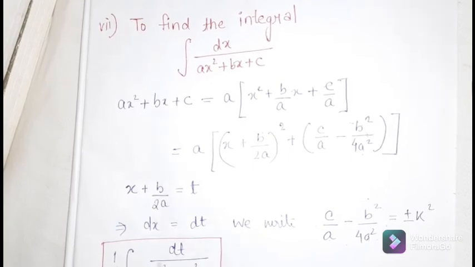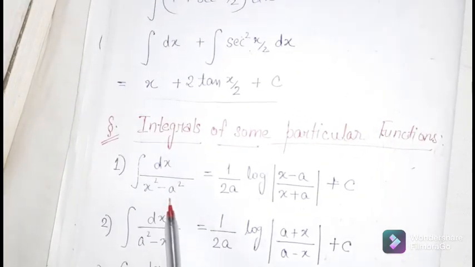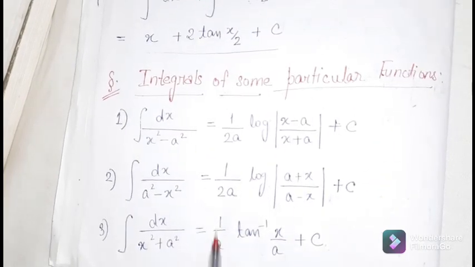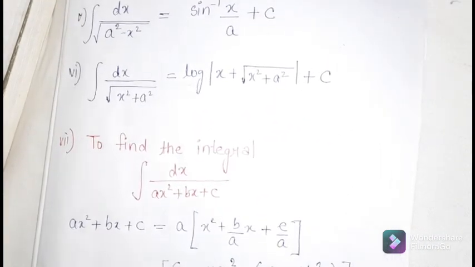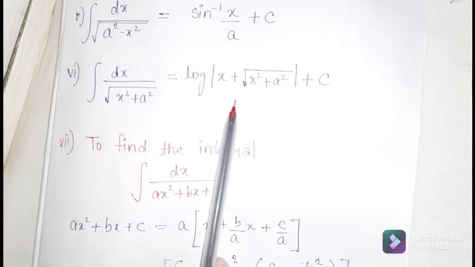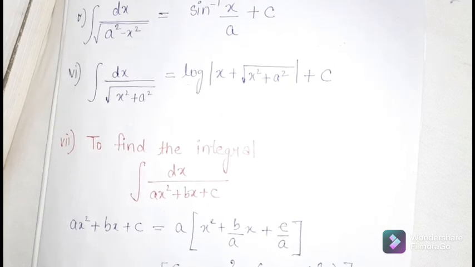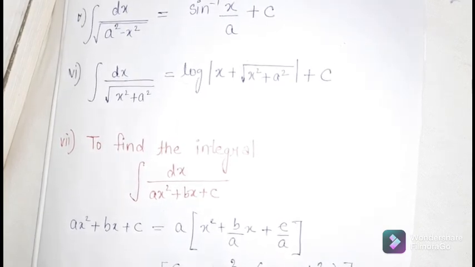And for this you have the standard formula we have studied. This is x square minus a square, x square plus a square. If you have minus, you have to use this formula. If you have plus, you have to use this formula. Means here we reduce the quadratic equation in the denominator to this form, so that we can apply any formula out of these 6. Okay, so this is the one type of problem and how we have to do it.